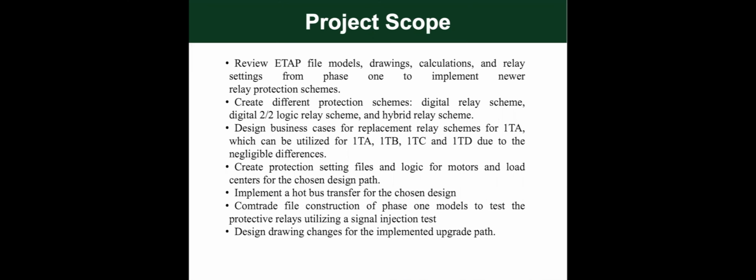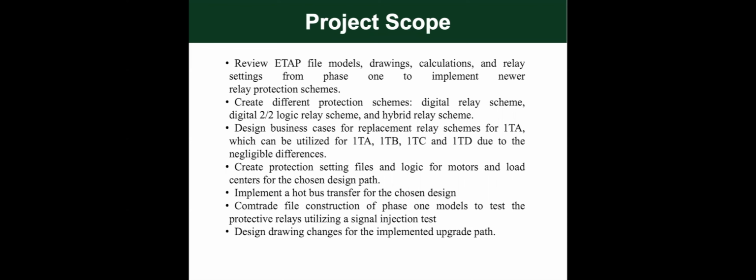This is a general layout for our Duke 7KV project. First and foremost, the team reviewed all documents from the Phase 1 team and files provided by our supporter, Mr. Casey. From this, the team gathered a strong understanding of how to implement different types of relay schemes, such as digital, redundant, and hybrid. Business cases were constructed for the 1TA breaker, which can be utilized for 1TB, 1TC, and 1TD due to their negligible differences.